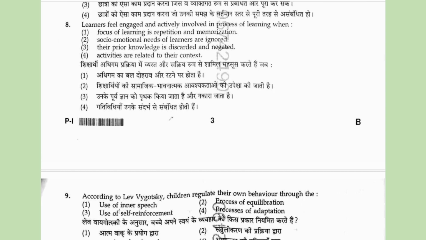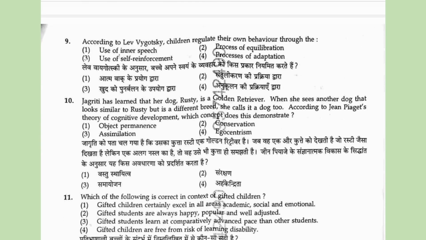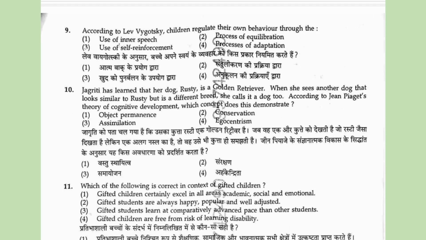Learners feel engaged and actively involved in the process of learning when their activities are related to their context. So focus is repetition, memorization, no. Ignored, no. And prior knowledge is discarded. So this is an easier one because the other options are quite bad. According to Vygotsky, children regulate their own behavior through the use of inner speech.